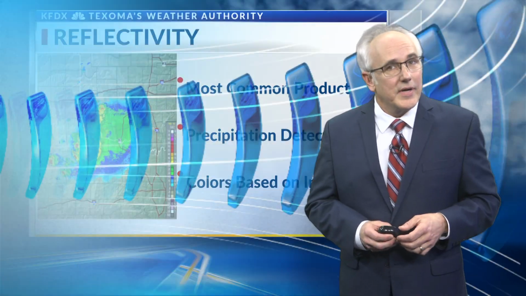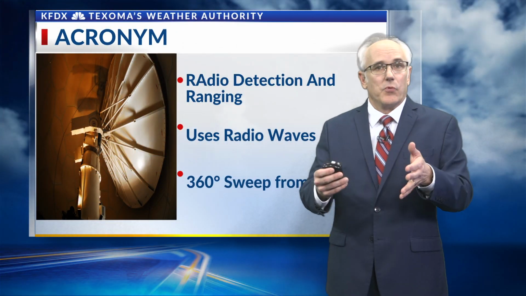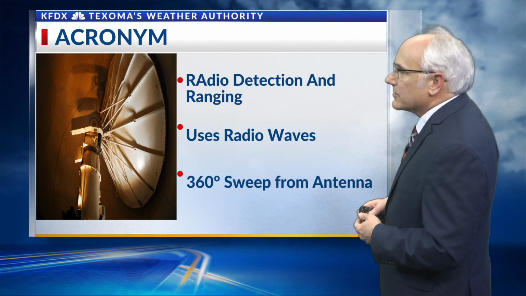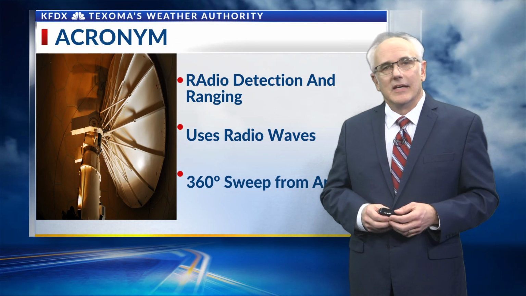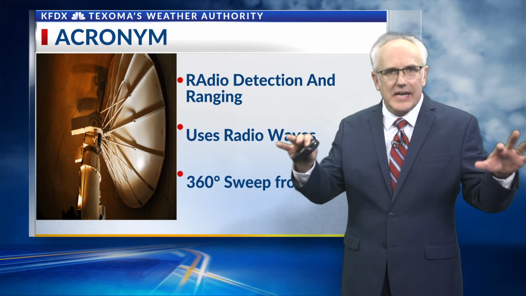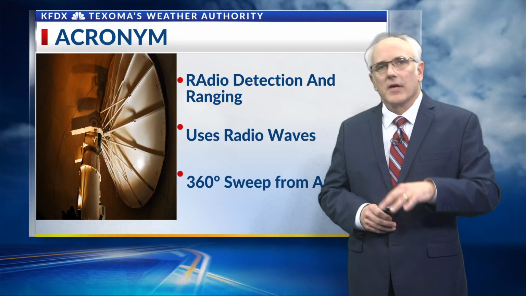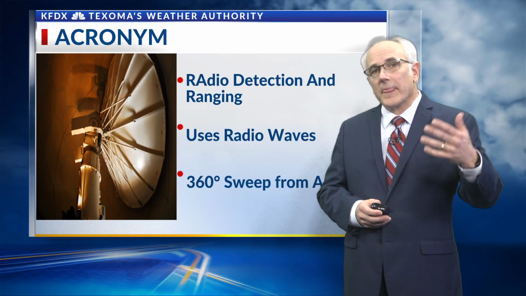Now, did you know that radar is an acronym? It stands for radio detection and ranging. That means it uses radio waves. They're sent out in short bursts from the radar in all directions. Now, if there are objects in the path of those pulses, like raindrops, bugs, or wind turbines, those waves bounce back, or are reflected back, to the radar antenna. This is why showers or thunderstorms are often referred to as echoes.